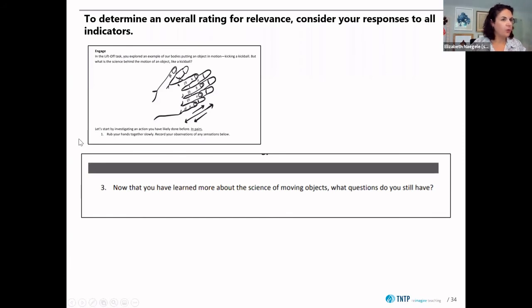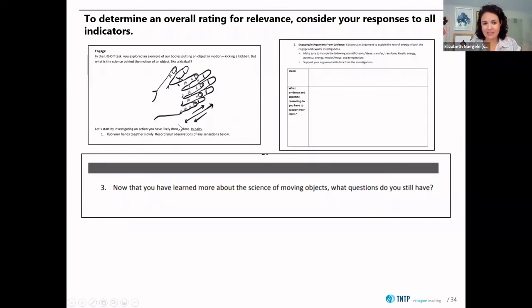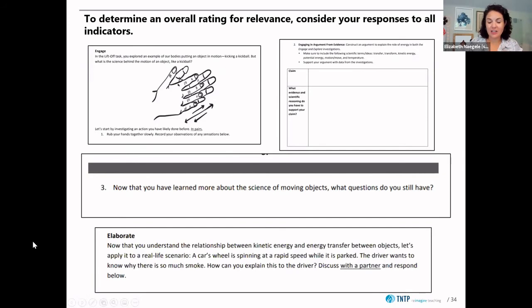And then the third one about kids sharing their developing thinking. There were, I think, a lot of opportunities for kids to share their developing thinking in this assignment. We already talked about the CER response that kids are doing earlier. And in the elaborate, there's an opportunity for kids to talk with a partner to share their thinking and then to write down their response. So for that reason, that was a yes.